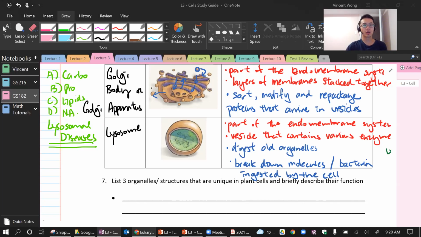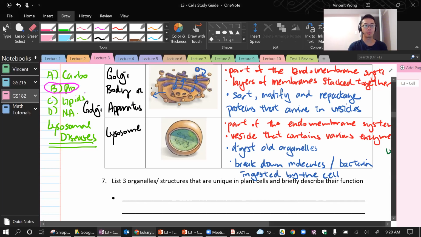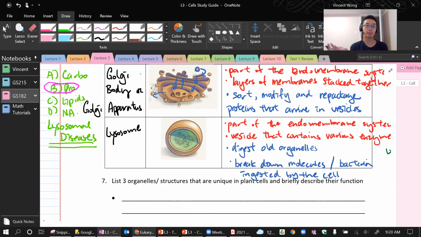Okay, so the correct answer is proteins. Enzymes are proteins. Which means they are encoded by the DNA. So if the DNA has a mutation, then the protein will be misfolded, right? We talked about this last class. So there are a whole list of genetic conditions where the enzymes in the lysosomes are non-functional. Depending on which enzyme is non-functional, the manifestation of the disease will be different, right?